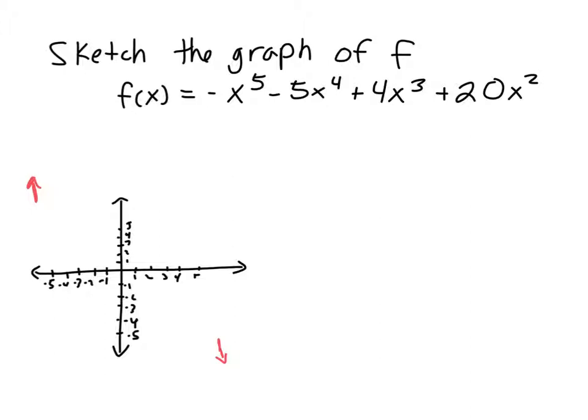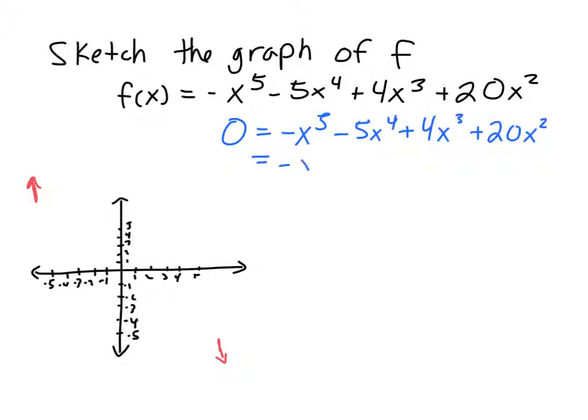Alright, so let's go ahead and do that. We'll find the zeros. So we'll have 0 equals negative x to the fifth minus 5x to the fourth plus 4x cubed plus 20x squared. To find the zeros, first I'm going to factor. I'm going to pull out a negative x squared. So I'll be left with x to the third plus 5x squared minus 4x minus 20.